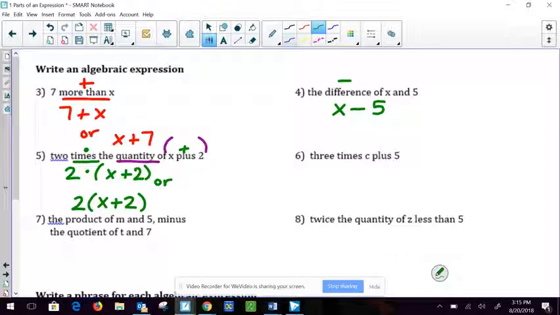Number 6 looks like it's really, really similar, but it's not really. Number 6 does not have the word quantity in it. So when we look at this, we have 3 times, remember that's multiply, c plus 5, so there's a plus. So we have 3 times c plus 5. Again, us mathematicians are crazy. Instead of saying 3 dot c, we would just write 3c plus 5. Either way is correct, though.